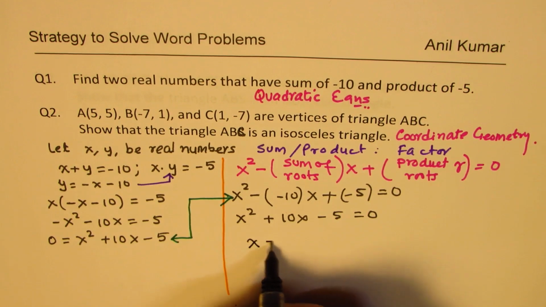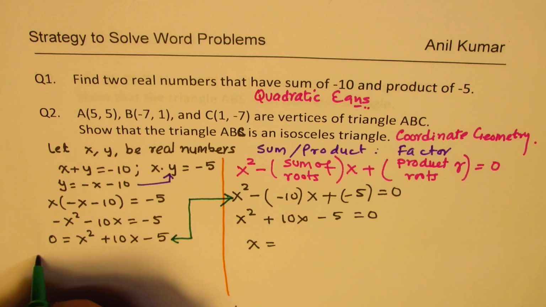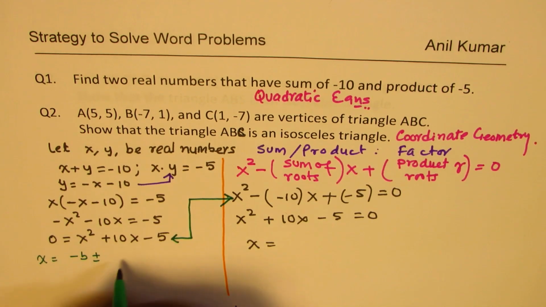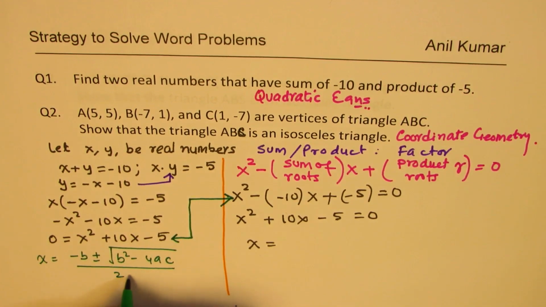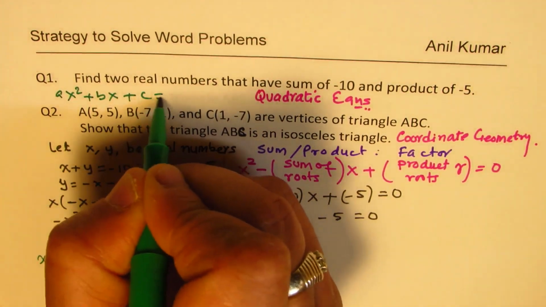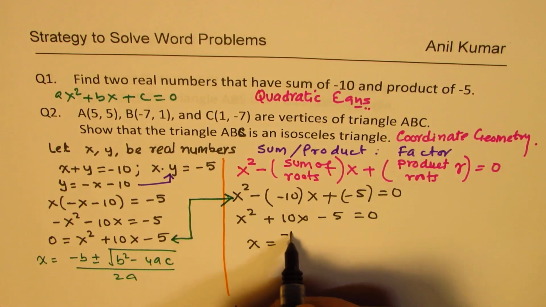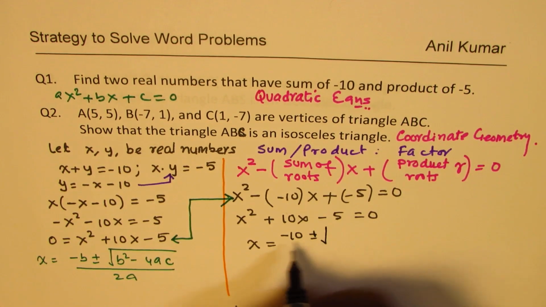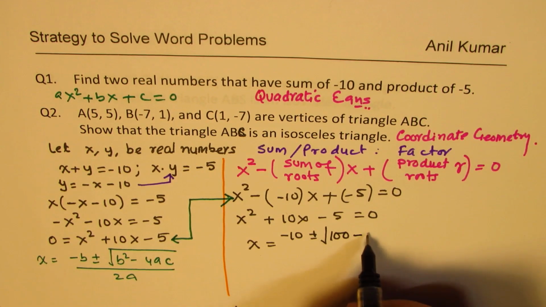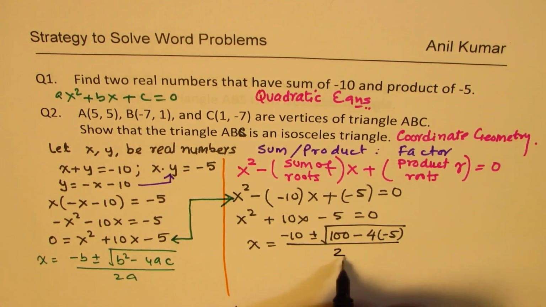Solution is what? x equals, well, let's write down the quadratic formula also. So the value of x will be minus b plus minus square root of b squared minus 4ac over 2a, right? For any general quadratic equation, ax squared plus bx plus c equals 0, correct? So let's substitute the values. We get minus (minus 10) plus minus square root of 10 squared, which is 100, minus 4 times minus 5, divided by 2.